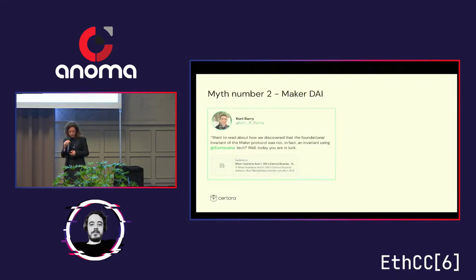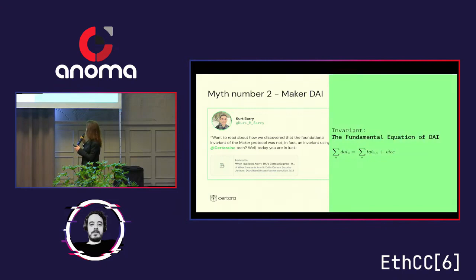So Maker is one of our customers, and one of the things that Maker did, they implemented the Maker DAI stablecoin. And one of the most important properties of the Maker DAI stablecoin is the fundamental equation of DAI. This equation actually makes sure that the balances of the DAI are always backed by debt, okay? This equation says that the sum of the balances of the users is equal to the sum of the collateral plus some fixed amount, which is the responsibility of the token itself to cover.